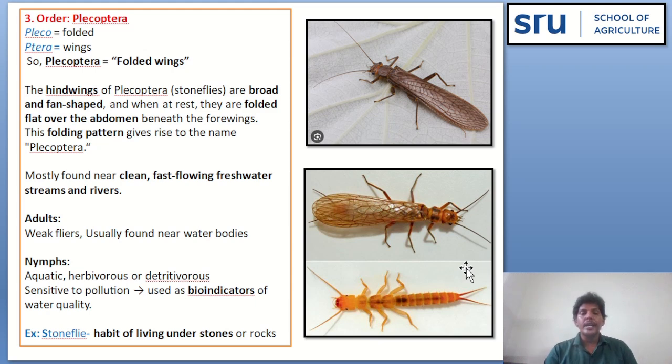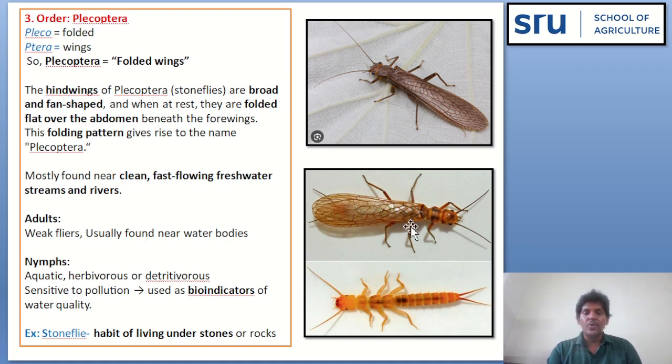Plecoptera, folded winged insects. Pleco means folded, ptera means winged. In Plecoptera, the hind wings are broad and fan-shaped, and when at rest, they are folded flat over the abdomen below the forewings. This folding pattern gives rise to the name Plecoptera.